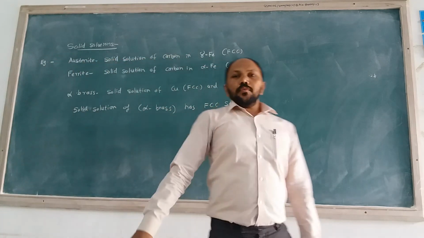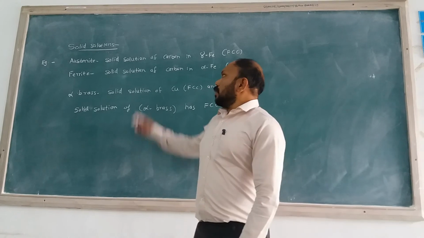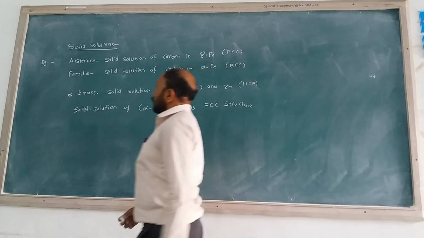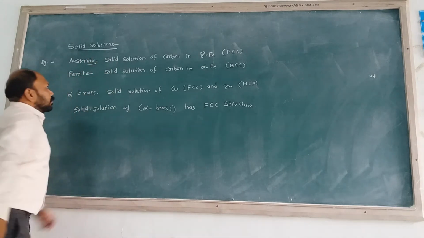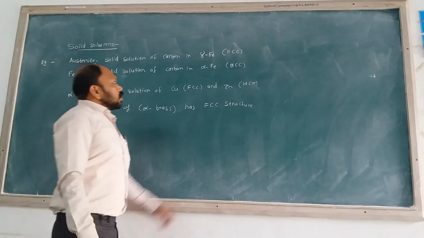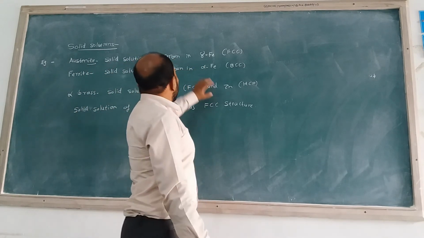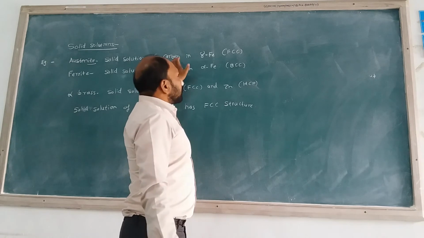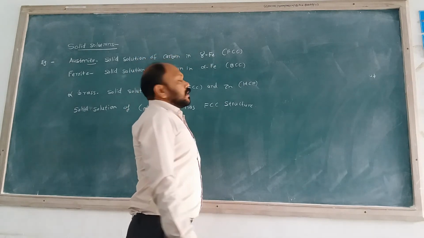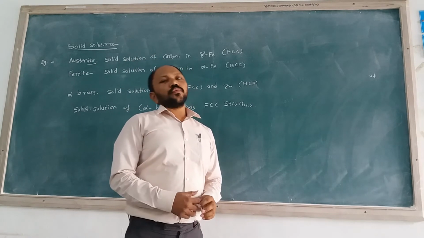Now we see some examples of solid solutions. Our first example is austenite. Austenite is a solid solution of carbon in gamma iron. This Fe is nothing but iron. So it is a solid solution of carbon in gamma iron, and it gives the FCC structure, that is, face centered cubic structure.